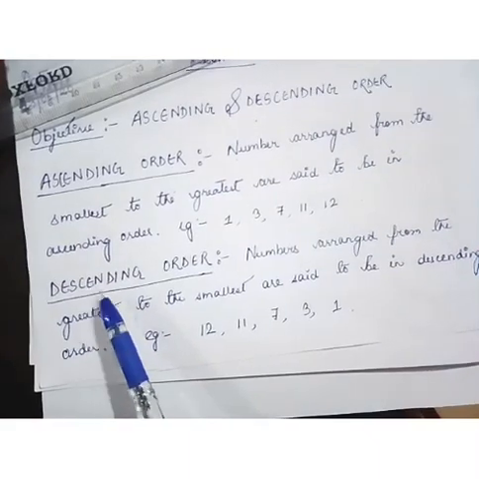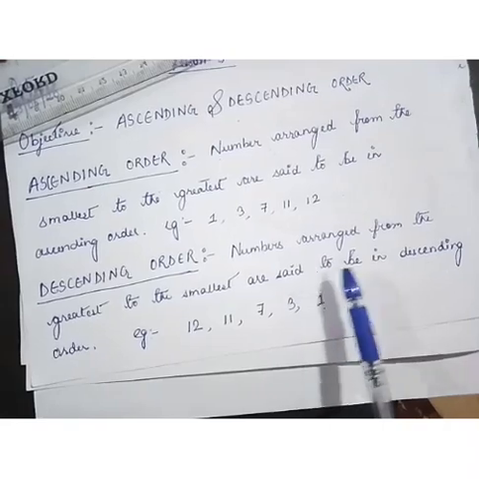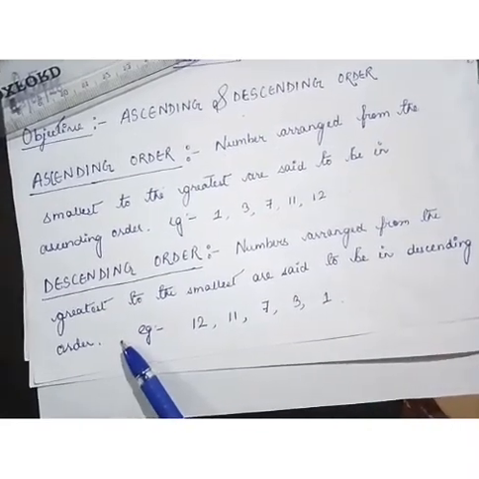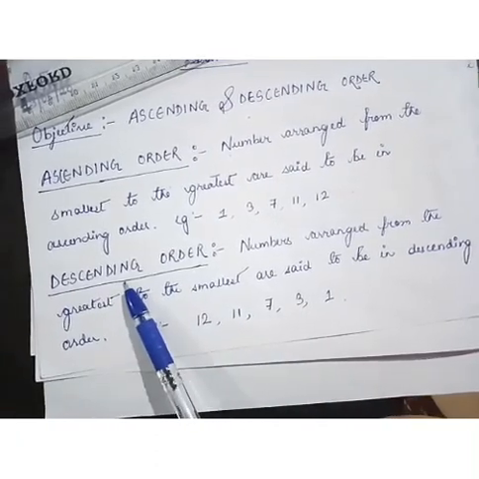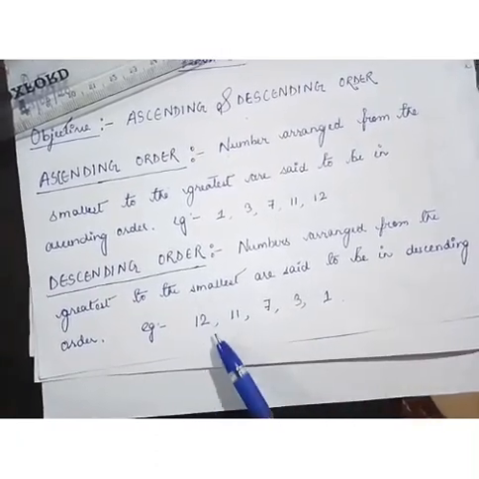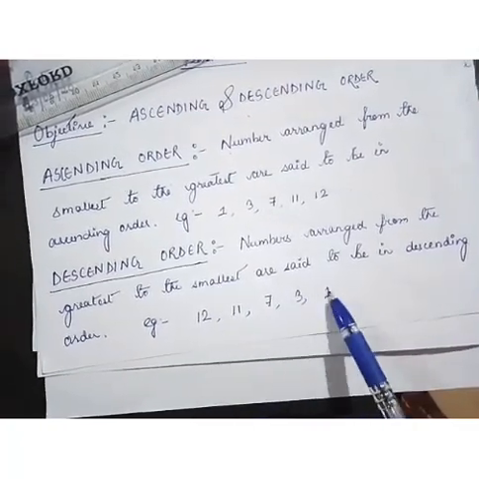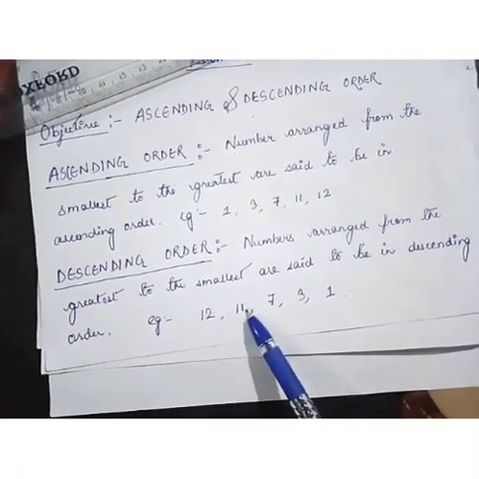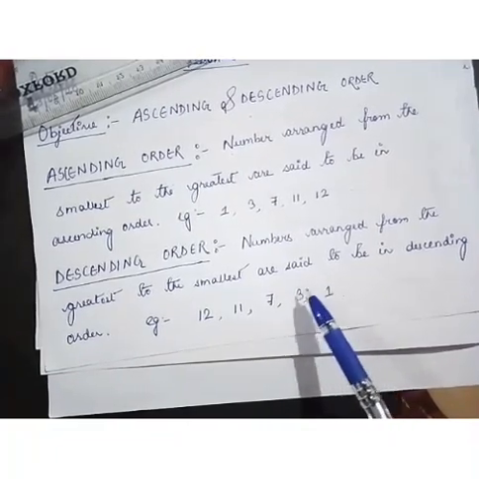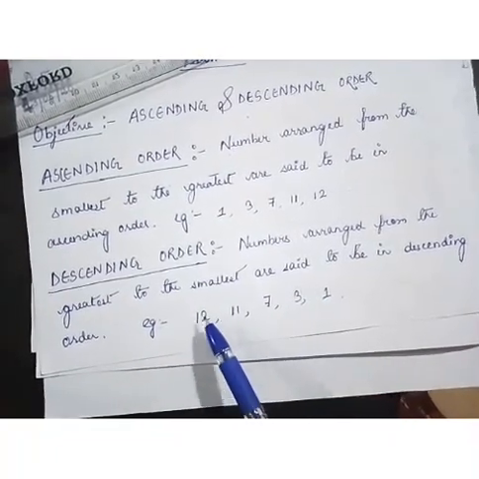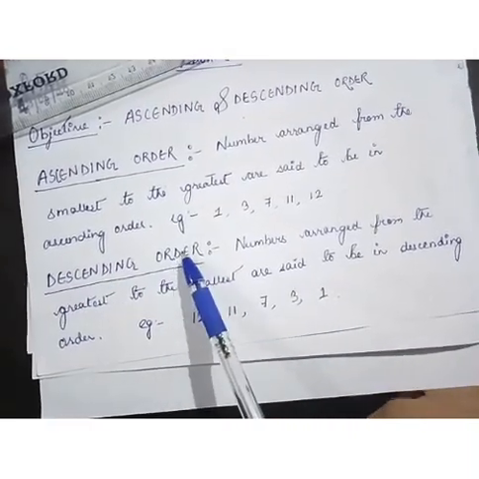The next is descending order. Numbers arranged from the greatest to the smallest are said to be in descending order. The same example I have taken here: 12, 11, 7, 3, 1. So it is decreasing in a way. 11 is smaller than 12, 7 is smaller than 11, 3 is smaller than 7, 1 is smaller than 3. So the arrangement of numbers from bigger to smaller, that is in decreasing order, is known as descending order.